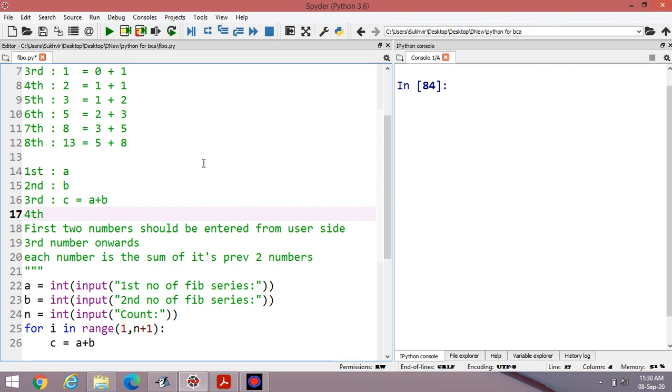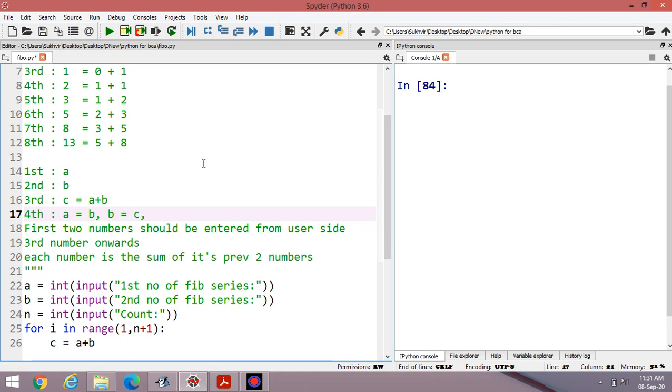Now what about the fourth number? Should we think about the fourth number? Yes, we have to think about the fourth number. The fourth number is the sum of the second and third number. It means now it's not a and b, it's b and c. It means we have to write d is equal to b plus c. But it's not appropriate. It means what we have to do, we have to write a is equal to b and b is equal to c. Now what is the meaning of this?